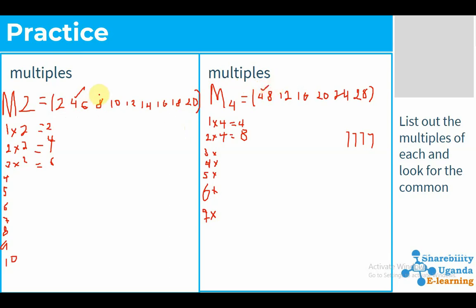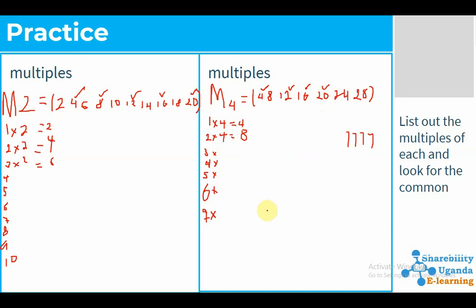8. We also have 8 here. We are looking out. We have a 12. We also have a 12 here. We have a 16. Do we have a 16 on the other side? Yes. Also take it. Then we also have a 20. Do we have a 20 here? Yes, it also qualifies to be part of our common multiples.